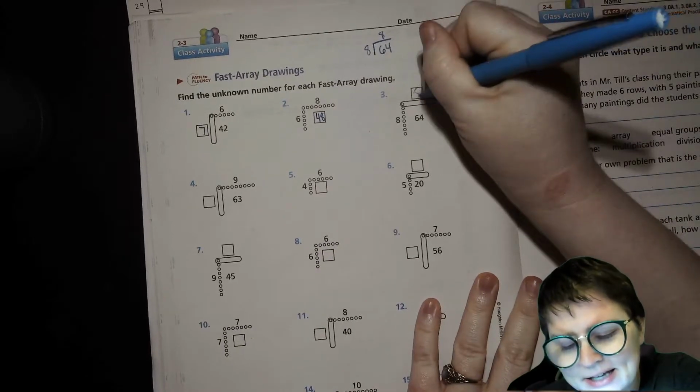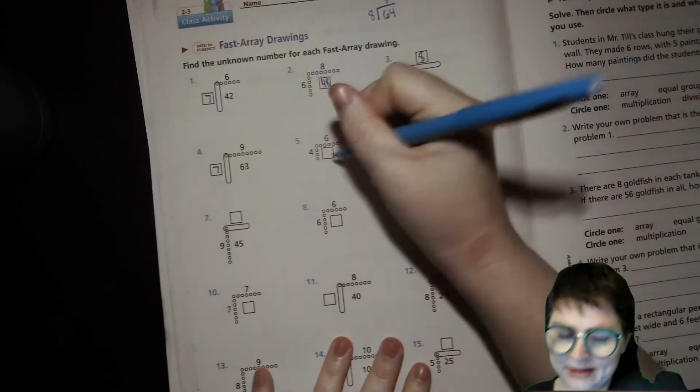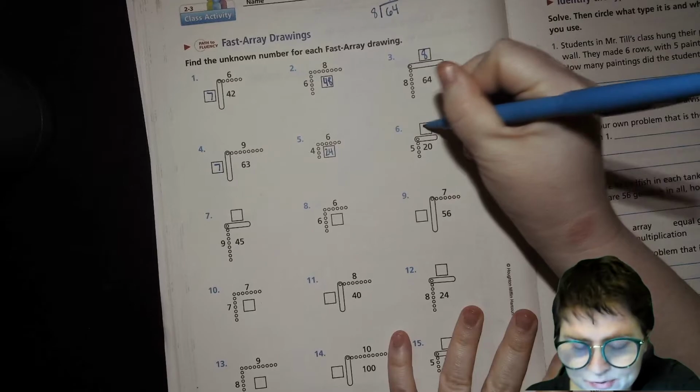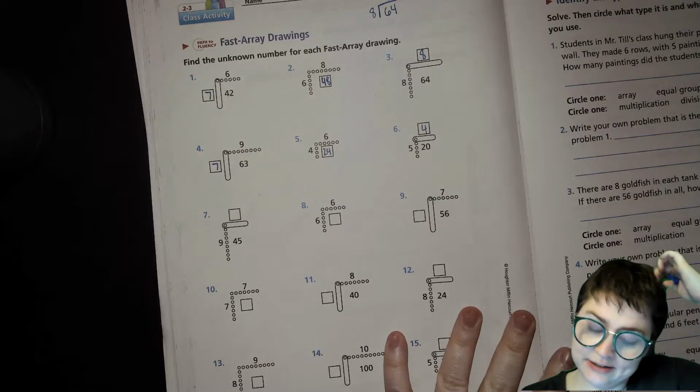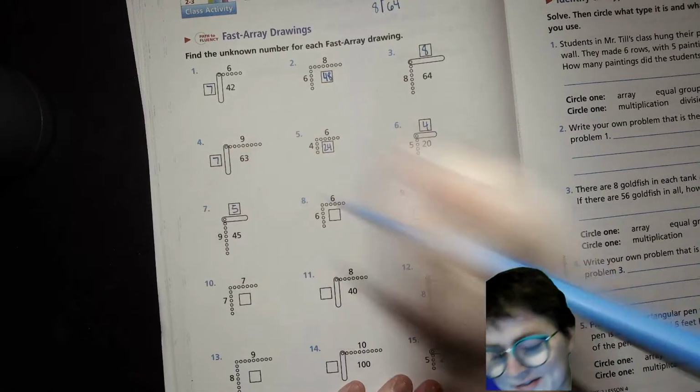8 times 8 is 64. 9 times 7 is 63. 6 times 4 is 24. 5 times 4 is 20. 9 times 5 is 45.